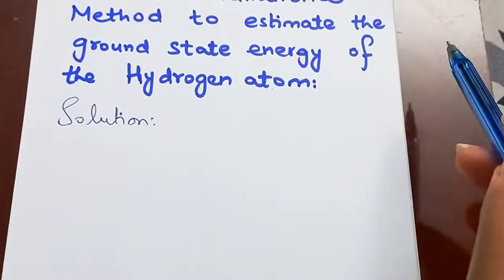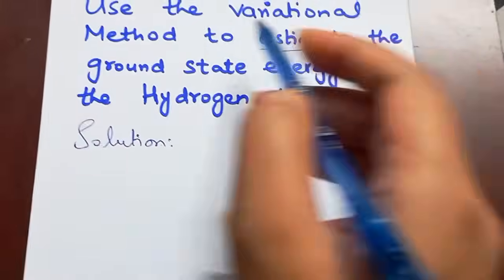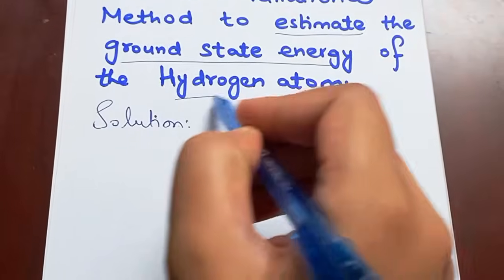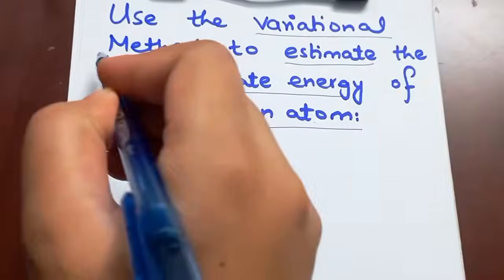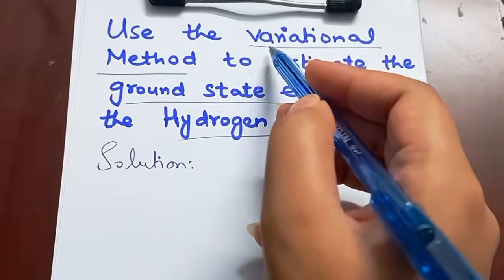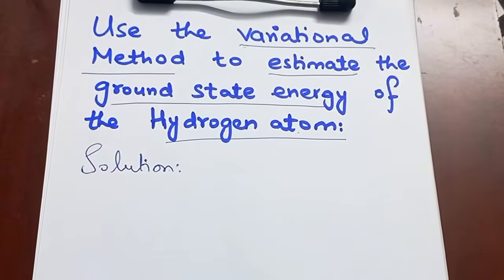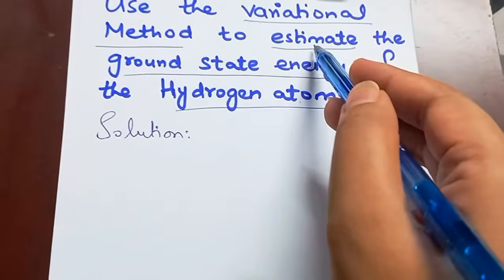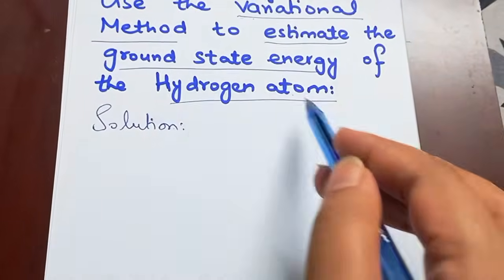So what we have to do is to estimate the ground state energy of the hydrogen atom using the variational principle. Specifically, we have to use this method, none other than this method, to estimate the ground state energy of the hydrogen atom.